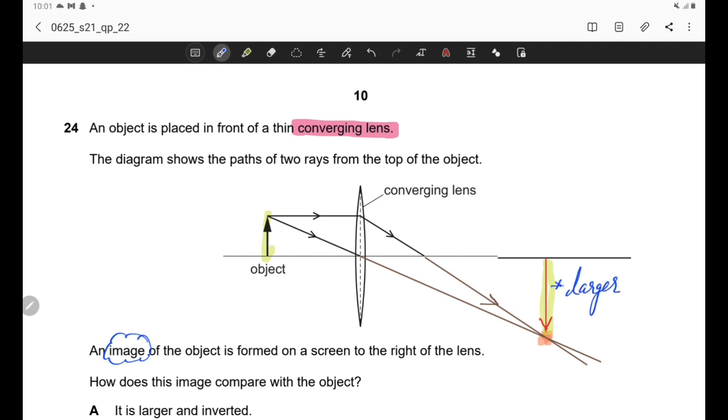And one more thing, the image is inverted. You can see the object pointing upwards whereas the image is pointing downwards. So the image is inverted compared to the object. So that is the second point we can conclude from the figure.